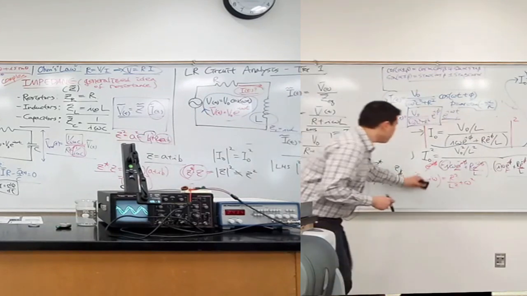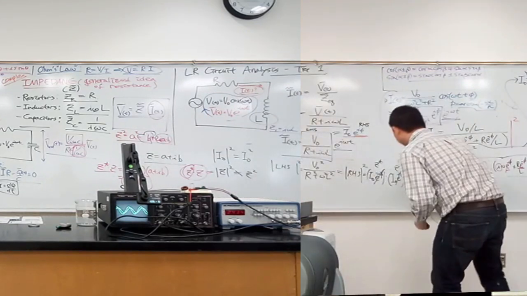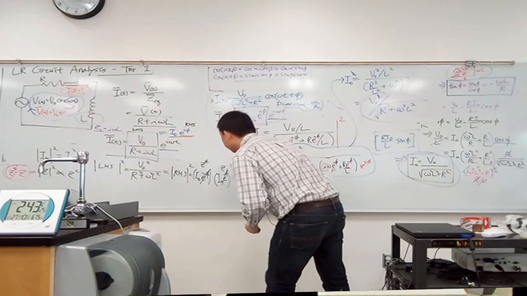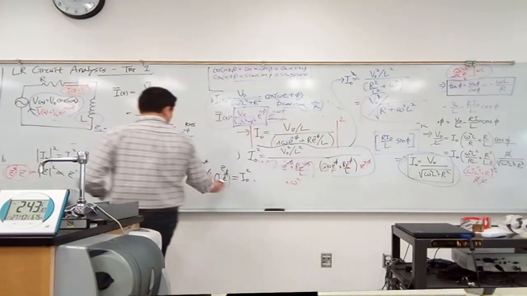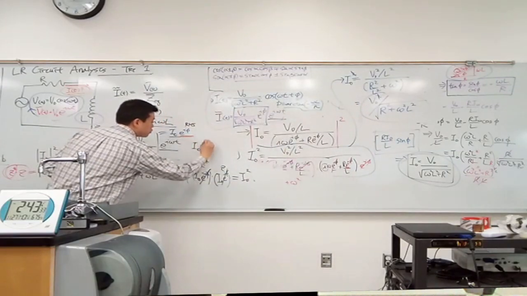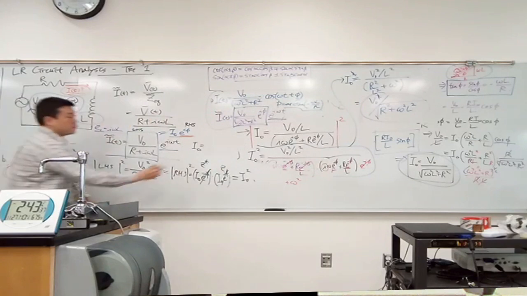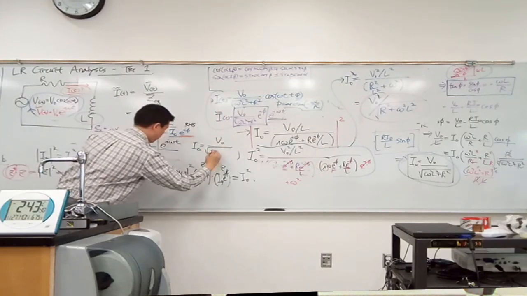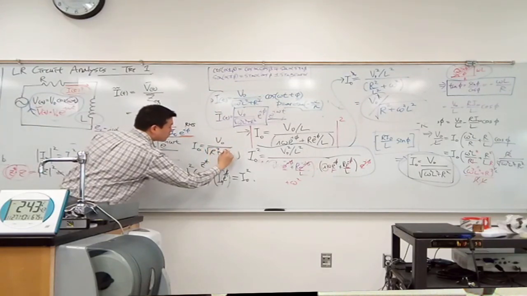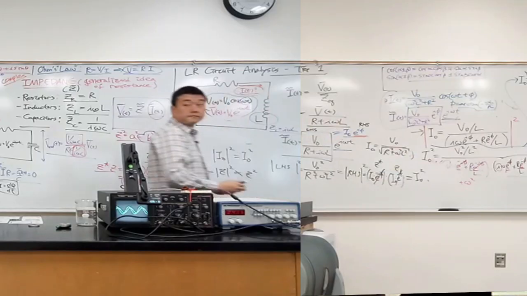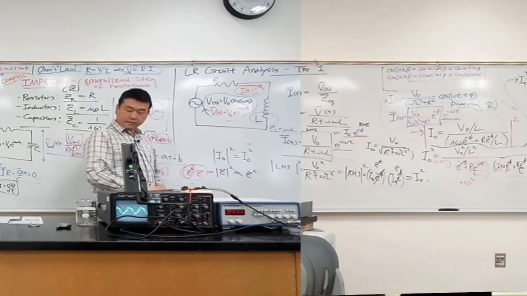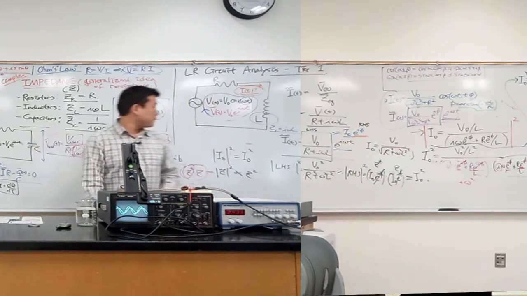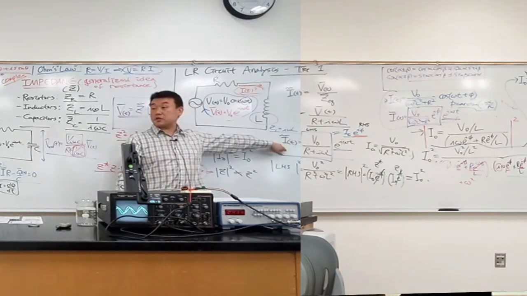So when you do that, what you end up with is I naught squared. This is the same thing that we already knew before, that I naught is equal to the square root of this entire quantity, which is V naught over the square root of R squared plus omega squared L squared. So that's it. That's the answer. Do I have time to go over more? Might as well. Using this expression, you can actually solve for phi if you wanted to.